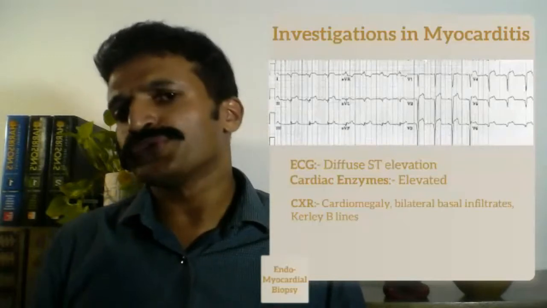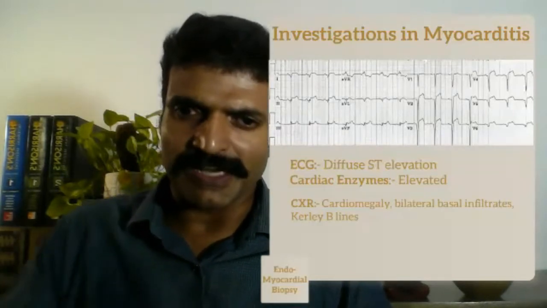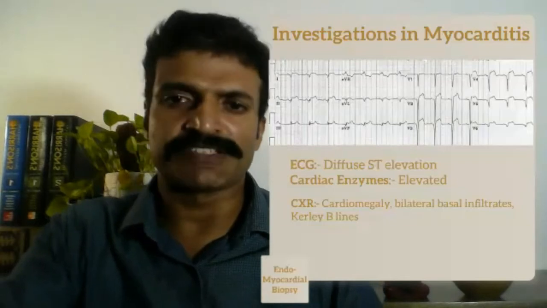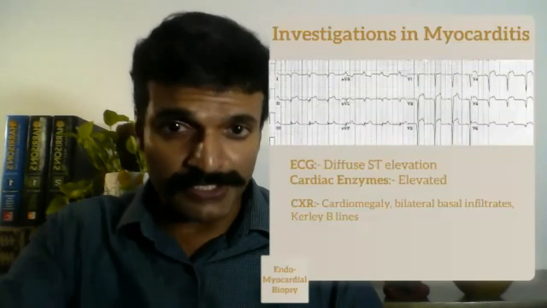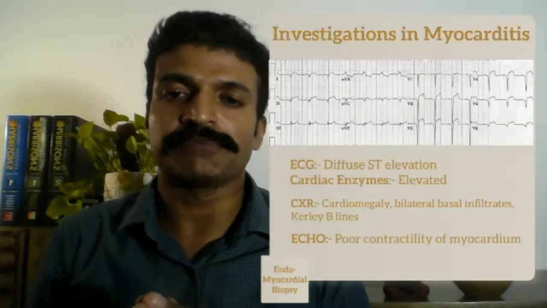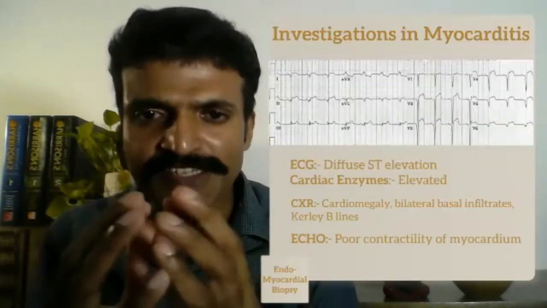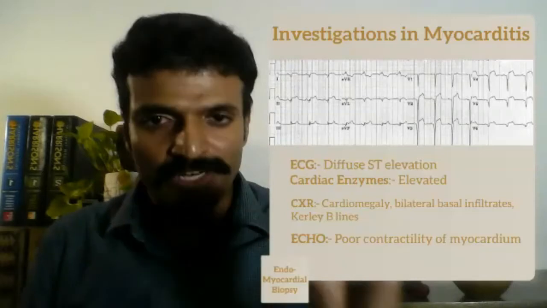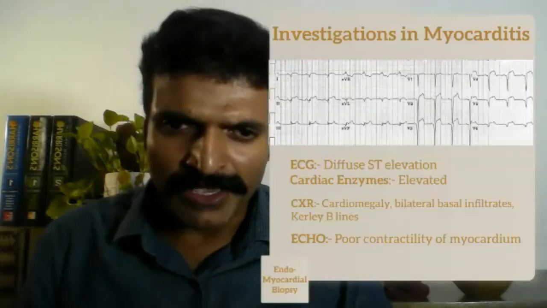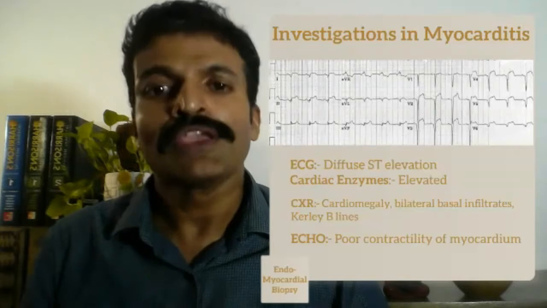Chest X-ray is going to show you signs of heart failure, that is curly B lines, as well as cardiomegaly, bilateral basal infiltrates, and the echocardiography will show that the inflamed myocardium is unable to contract. Inflamed myocardium, which finds it difficult to contract, will naturally appear hypokinetic or poorly contracted.